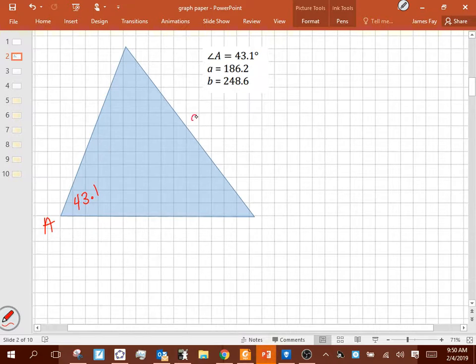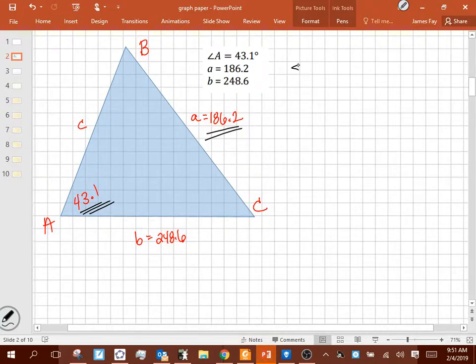So this would be 186.2. Now, it doesn't matter what you choose to be B. I'll call that capital B. This will be lowercase b, 248.6. Obviously, that would be C and lowercase c. So right now, given the information, that there and that there are opposite known given parts, right?